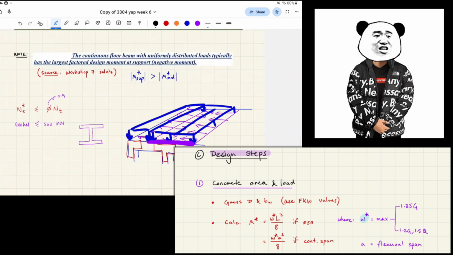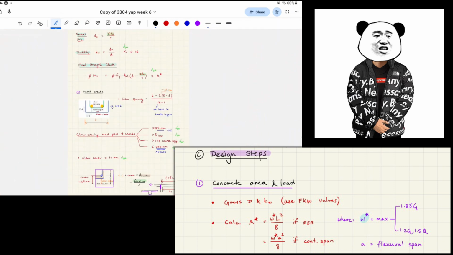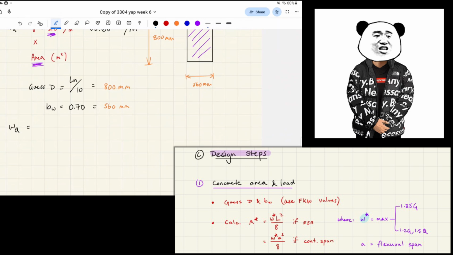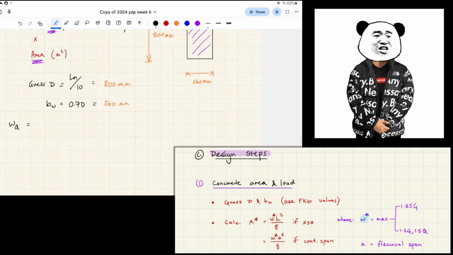So we need to convert it into per meter run. Let me spill the beans on how to do this. I drew the T-beam out of scale because we're drawing it according to the tributary area, not the actual flange width, because we just care about the external loads right now. It looks more like this. That's WQ right there.